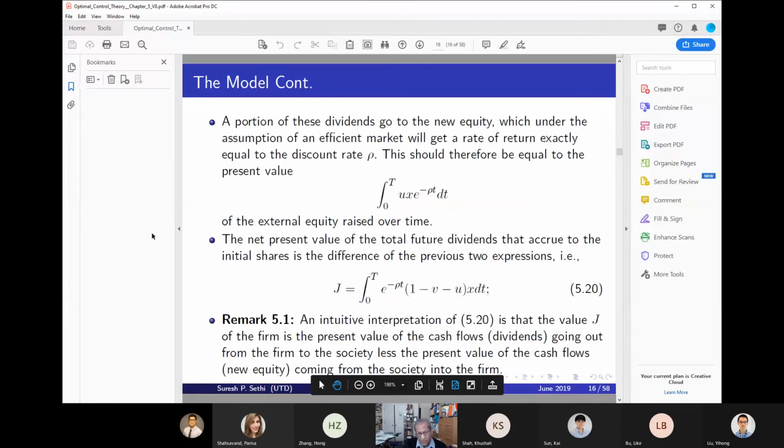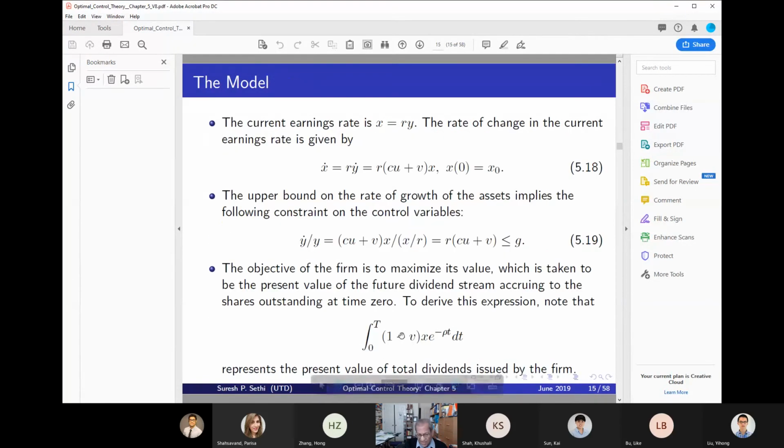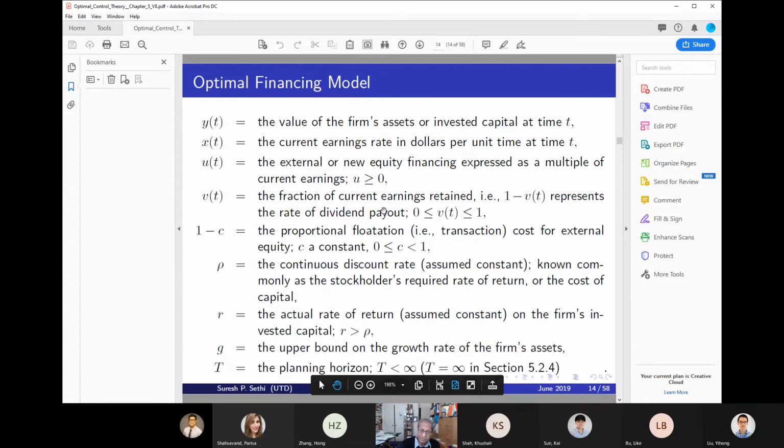So what happens? Well, a portion of this dividend is over time also going to the new stockholders. Remember, at time zero, I want to maximize the value of the firm to the initial stockholders at time 0. And so if you take this value, some of the dividend is also going to people who came into the company's ownership between 0 and T. Because remember, the company is also issuing external equity.